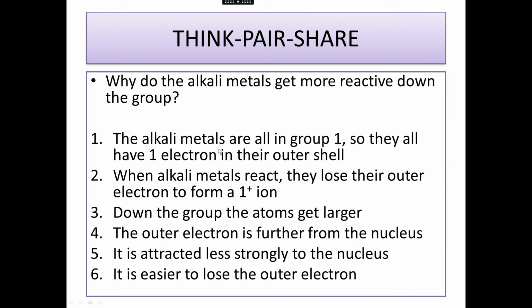I hope you did think of your own way of putting this into words. Here's what I said. The alkali metals are all in group 1, so they have one electron in their outer shell. When they react, they lose the outer electron. That forms a positive 1+ ion. Down the group, the atoms get larger. The outer electron is further from the nucleus, attracted less strongly to the nucleus, so it's easier to lose the outer electron when the atom is bigger.